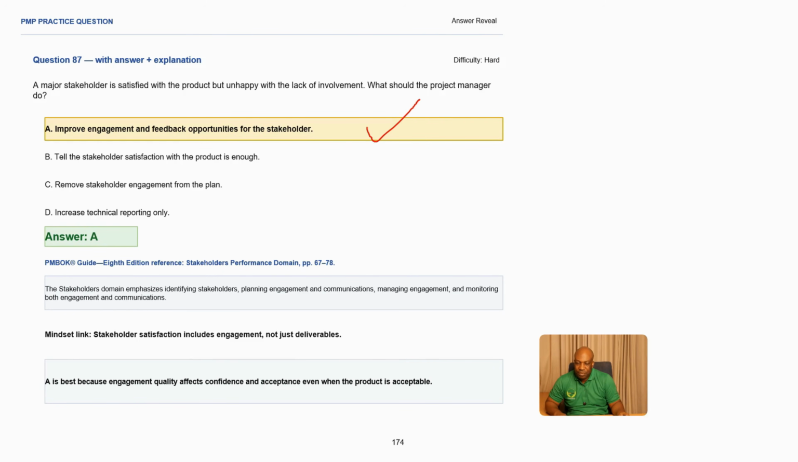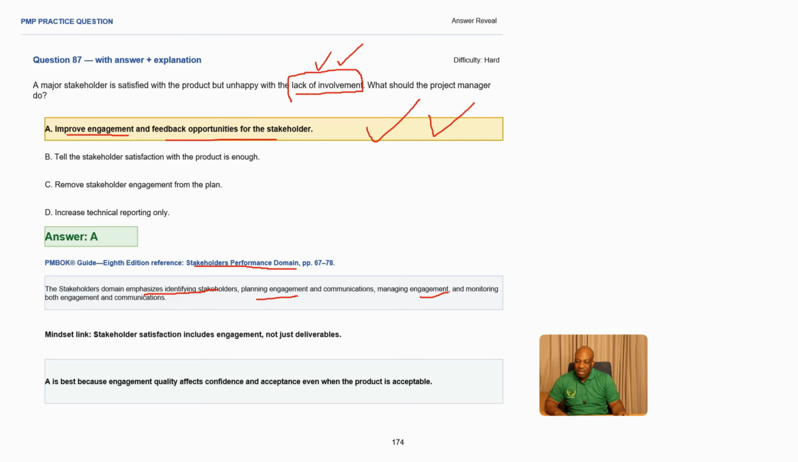All right? So you need to improve engagement and feedback opportunities for the stakeholder. Remember, the stakeholder was complaining about lack of involvement. So you now need to involve them. You now need to engage them more. How do we reference back to our PM book? We have the Stakeholder Performance Domain. What does it say? It emphasizes identifying stakeholders, planning engagement. This was not done, so there was no engagement properly. Communication, and also managing and monitoring the stakeholders throughout the project.